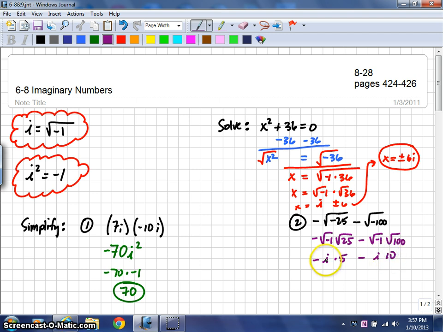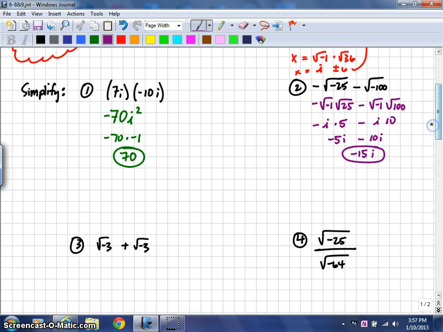Again, we treat the i like a variable, so we typically put the number in front and the variable after the number. So here you would say -5i and -10i. If you treat that like -5x minus 10x, we would get -15i or -15x. So you're able to simplify a problem that normally you would not be able to simplify by using an i as your negative square root. Let's try 2 more problems.